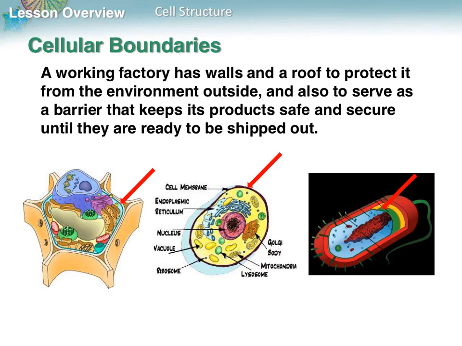Just as a working factory has walls and a roof to protect it from the environment outside, your cell has a membrane to protect it from the environment outside, and also serves to protect and keep its products safe and secure until they're ready to be shipped out. And the cell membrane does the same thing for the cell. It protects the internal contents of the cell, all those cell organelles we've just been learning about, and all the important products that a cell makes until it's ready to be shipped out.